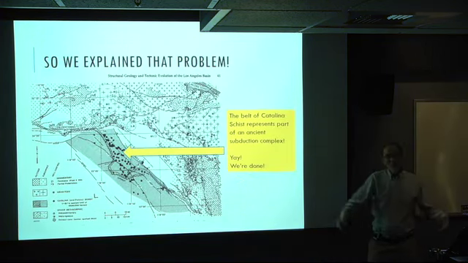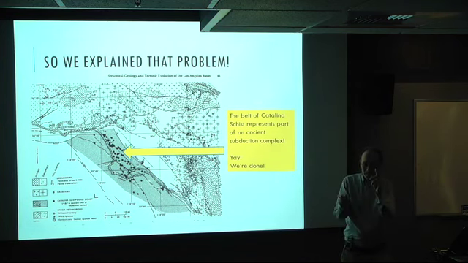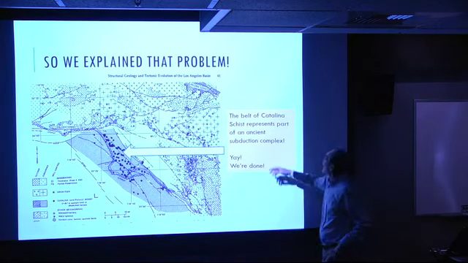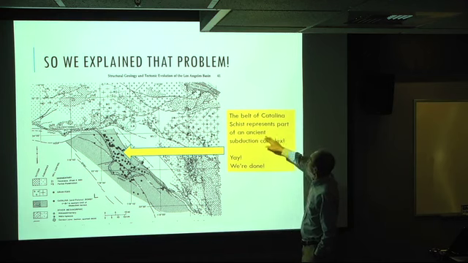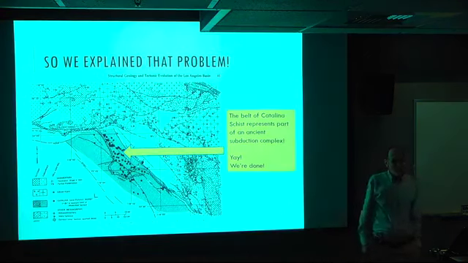So we explained that problem. We went to Catalina. We looked at the metamorphic rocks. We plotted it on this pressure depth diagram, said they were formed in a subduction zone. The belt of Catalina schist represents part of an ancient subduction zone. We're done. We can go home. We've solved the problem.